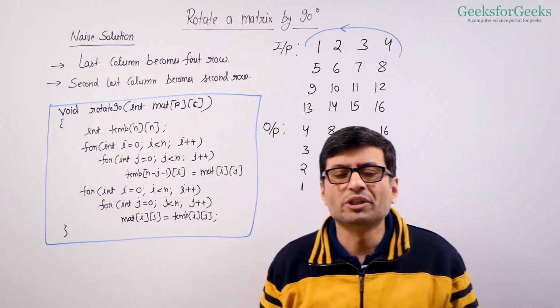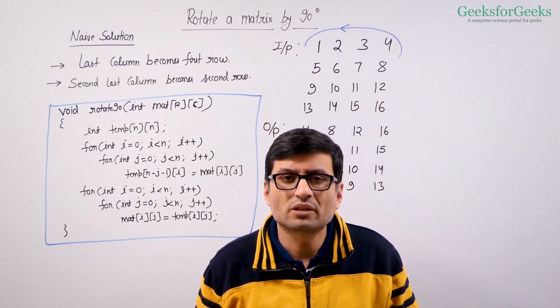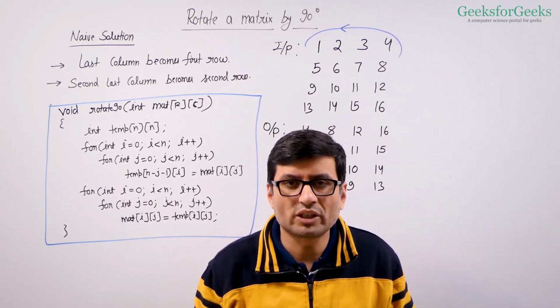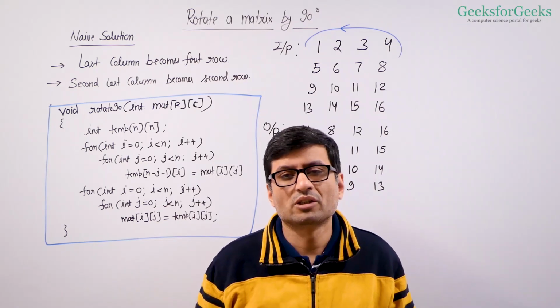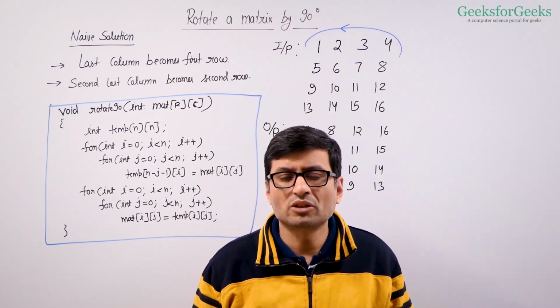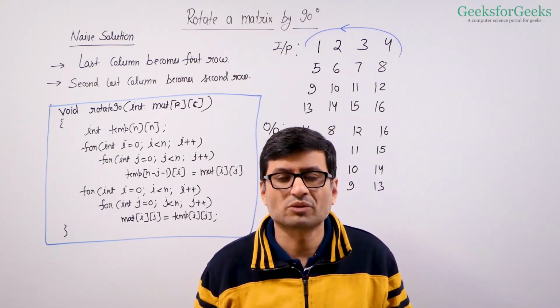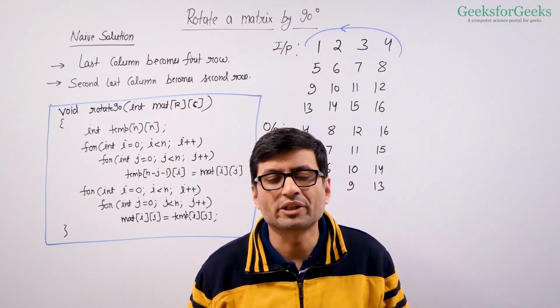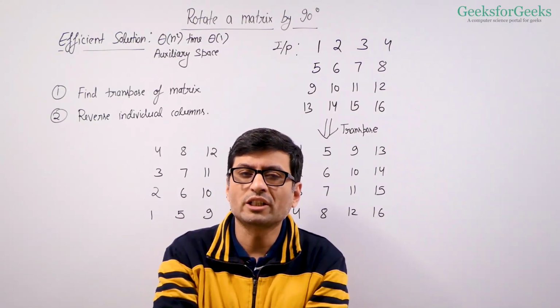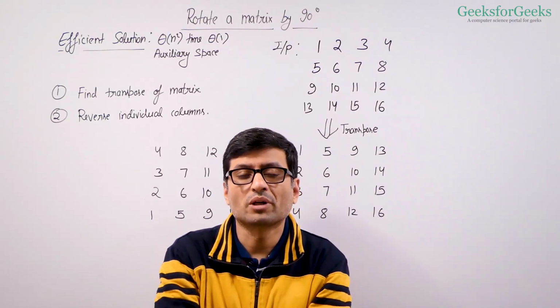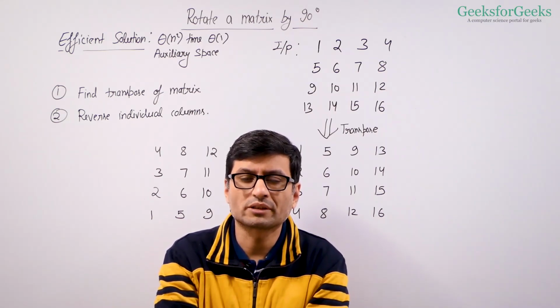Now please pause this video and think of an approach that works in theta n square time but requires theta 1 auxiliary space. So your approach should be doing rotation in place without using an auxiliary matrix. Let us now see the efficient solution that requires the same time theta n square but big O of 1 auxiliary space.